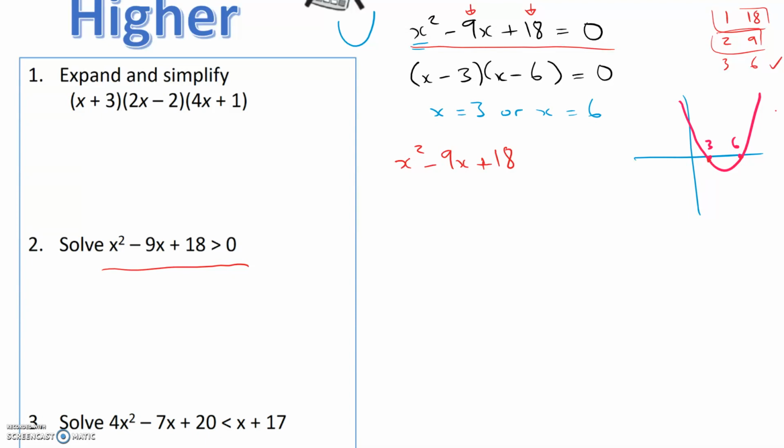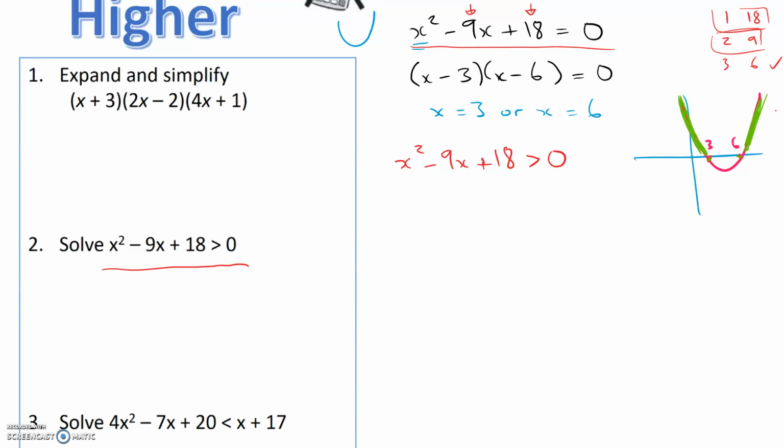But we really want, where is the function greater than 0? Well, if we look at our graph, this is where the graph really helps. So if the function equals 0 here and here, where is it greater than 0? Well, it looks to me that it's greater than 0 here, and it's greater than 0 here. That's where the function is greater than 0.